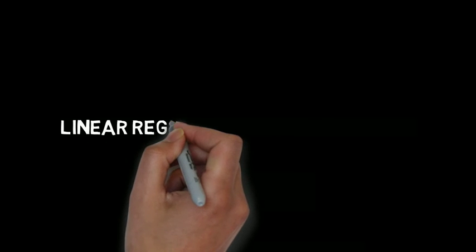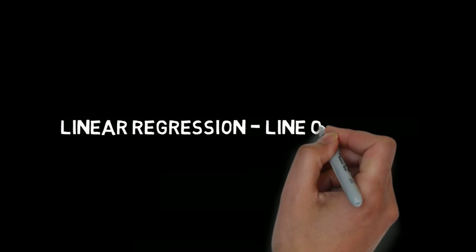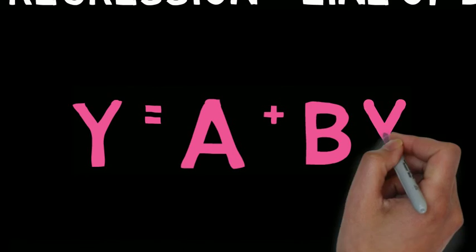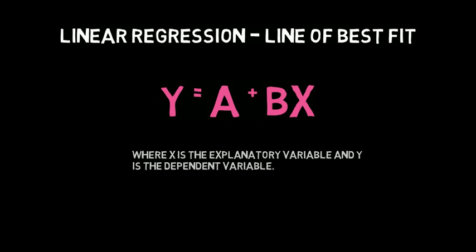Linear regression is simply called the line of fit. The equation is y equals a plus b times x, where x is an independent variable and y is a dependent variable.